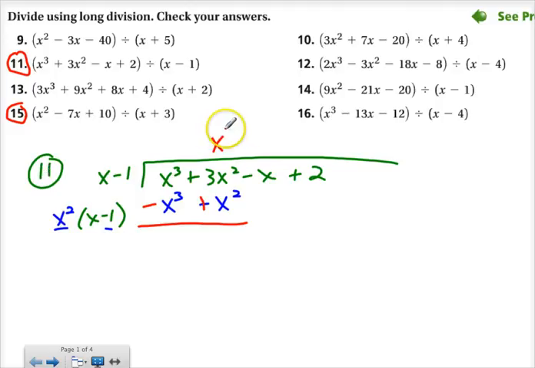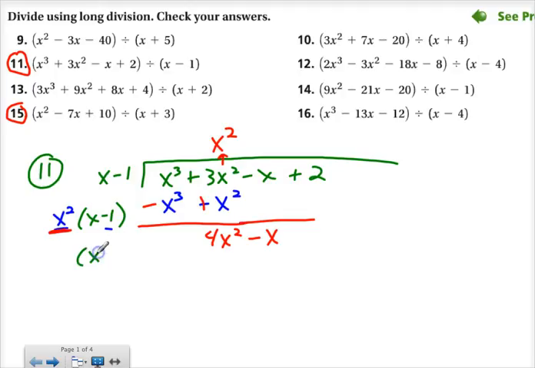So I'm going to put my x squared, the factor that I used, right above the x squared, because again, we just want to line this up nicely. And then I figure out what I have. x cubed minus x cubed is 0, and 3x squared plus an x squared will be 4x squared. And just like normal long division, we're going to bring down the next term. So down comes that negative x.